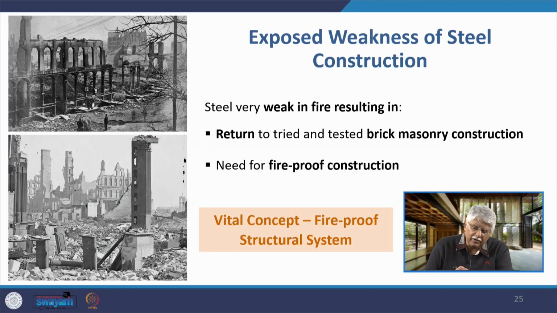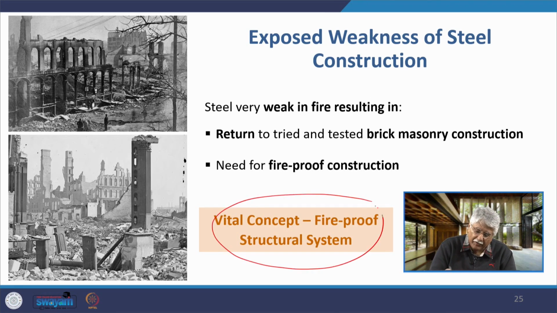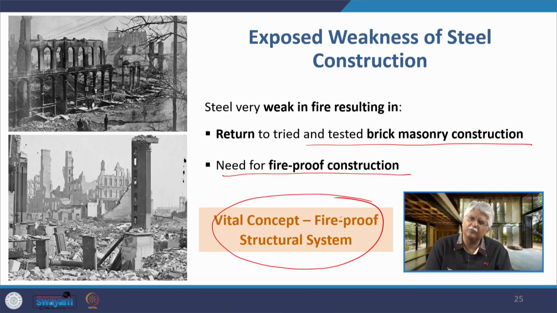One of the prominent things they found out through this fire was that steel is weak in fire. Steel literally melted like slag in the fire, and because of that they realized that they cannot use steel in its exposed form. Steel requires vital fireproofing. That means the structural system needs to be fireproof. This was a vital concept that they understood as a result of this tragedy. For a certain period of time they returned to the tried and tested brick masonry construction, while they understood simultaneously the need for fireproofing the steel construction.